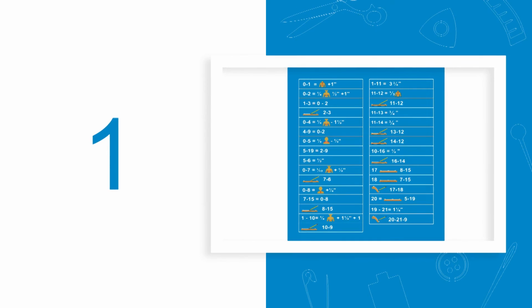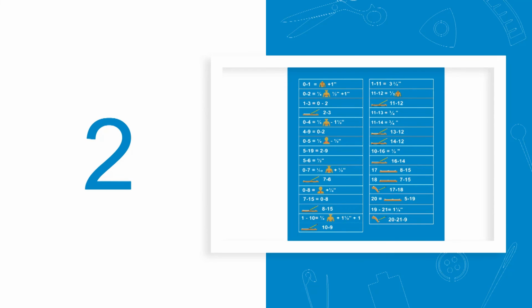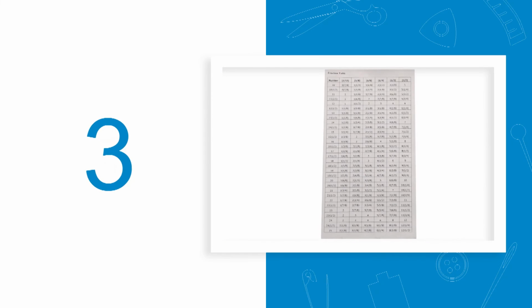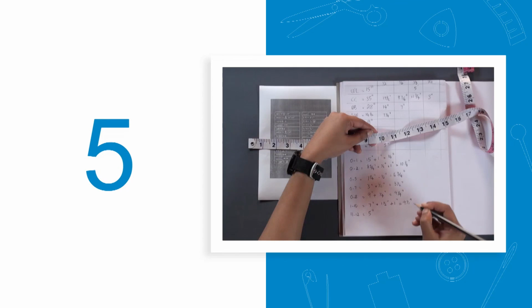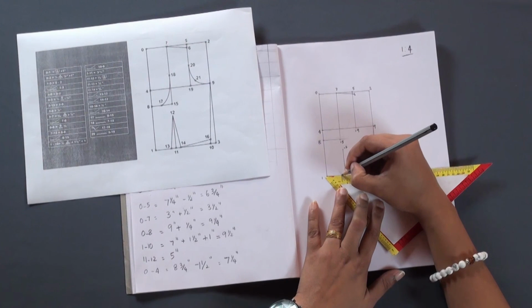Step 1. Refer to the drafting instructions to see which body measurements need to be taken. Note the measurements in your notebook. Step 2. Check the drafting instructions to see if you need to find out any fractions of the body measurements. If so, draw a table with all the fractions to be found out. Step 3. Use the fraction table to find out the fractions of the body measurements. Step 4. Copy the drafting instructions in your notebook by substituting the values found out from the fraction table instead of fractions of body measurements. Step 5. Add or subtract the numbers if any. Step 6. Construct the pattern in your notebook with the help of a triangular scale. With that, we have come to the end of this session.